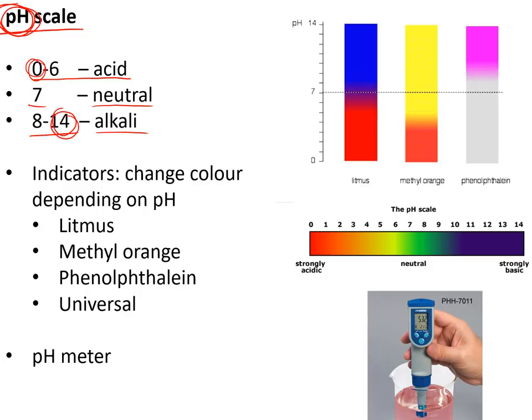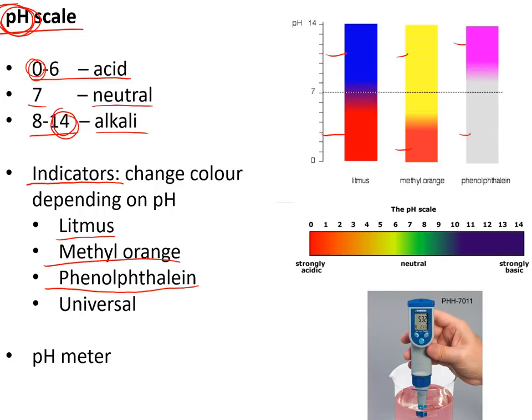We can tell the pH using indicators, which are dyes that change colour depending on the pH. There are four we need to know about. So we need to know about litmus, which is red in acid and blue in alkali. Methyl orange, which is red in acid and yellow in alkali. And phenolphthalein, which is colourless in acid and a glorious bright pink in alkali.